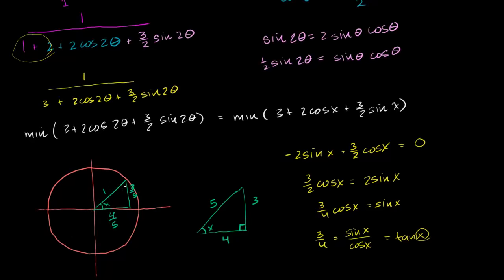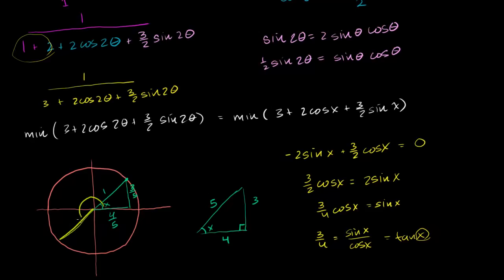Tangent of x here would give us 3/4. But is this going to give us a maximum value or a minimum value? Well, over here, both cosine of x and sine of x are going to be positive. So it's going to probably maximize this expression. Now the other x that gives us the same tangent, and remember the tangent is really just the slope of the radius in the unit circle, would be this angle. This has the same tangent value.